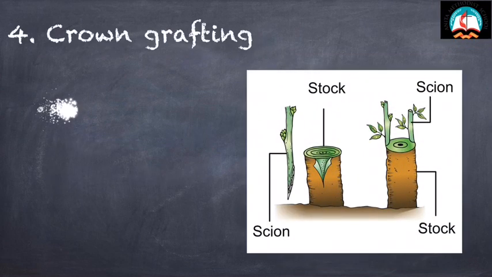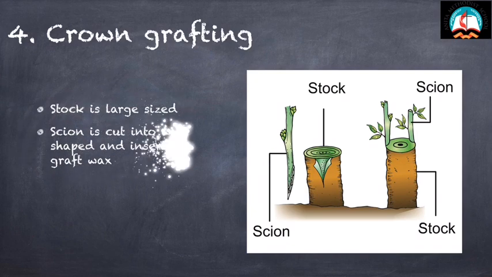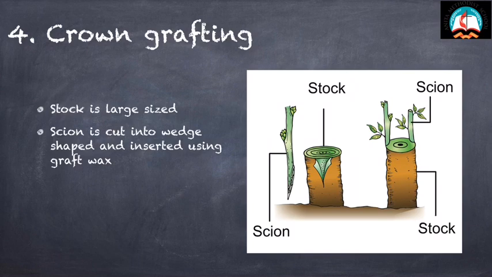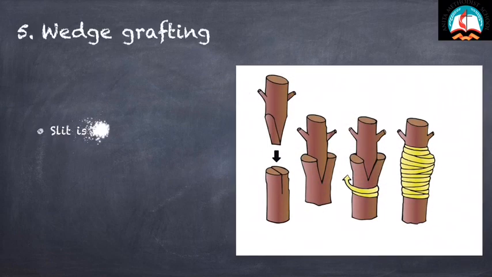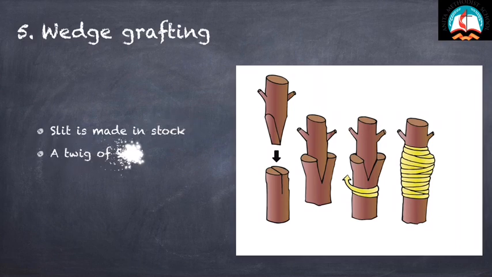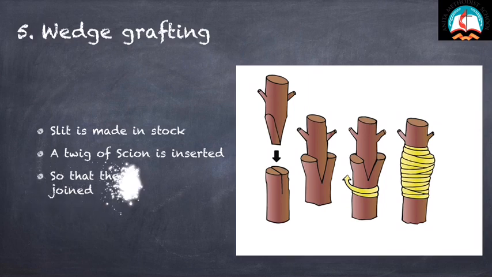The fourth type is crown grafting. Here the stalk is very large in size. The scion is cut into a wedge shape and inserted using graft wax. The last type is wedge grafting. Here the slit is made in the stalk. A twig of scion is inserted so that the cambium is joined to form wedge grafting. These are some of the methods of grafting.